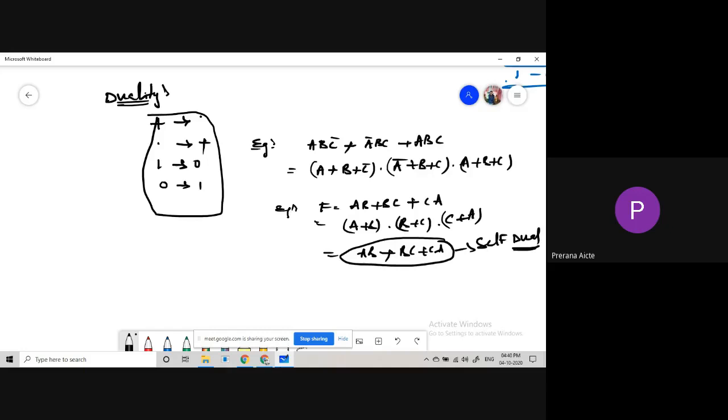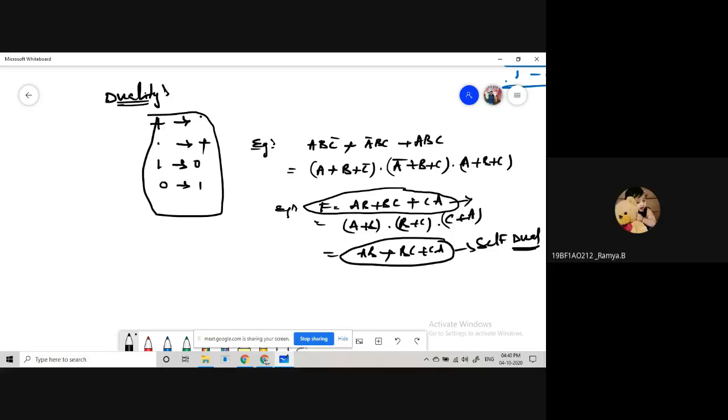Okay. So if the question is like this, find the self-dual of the following expression. Self-dual means we are getting the same answer only. First we take one duality function, and then again we apply the duality of the function. So we get the same function. Otherwise, the given equation is nothing but a self-dual function. Okay.